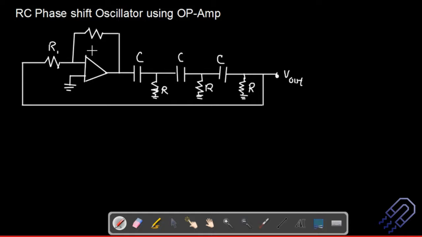This is R1, and this is your feedback resistor, so I'll just put it as RF. And this is your negative terminal. This is your positive terminal. And that's pretty much it. That's the circuit that we actually need to have. So this is the circuit that we have.